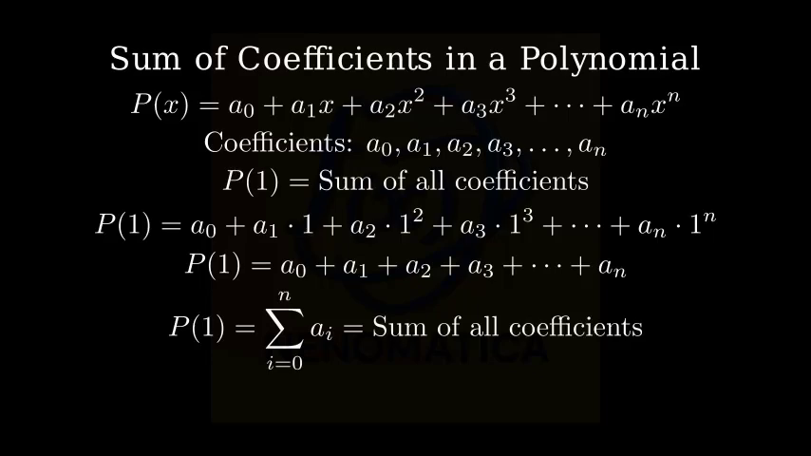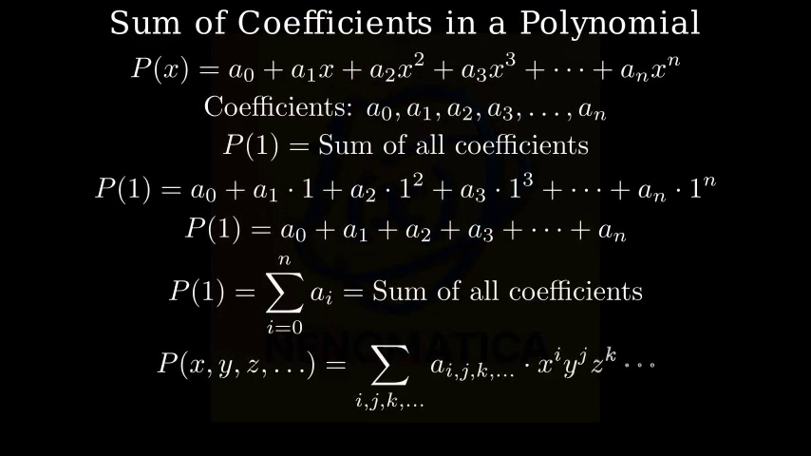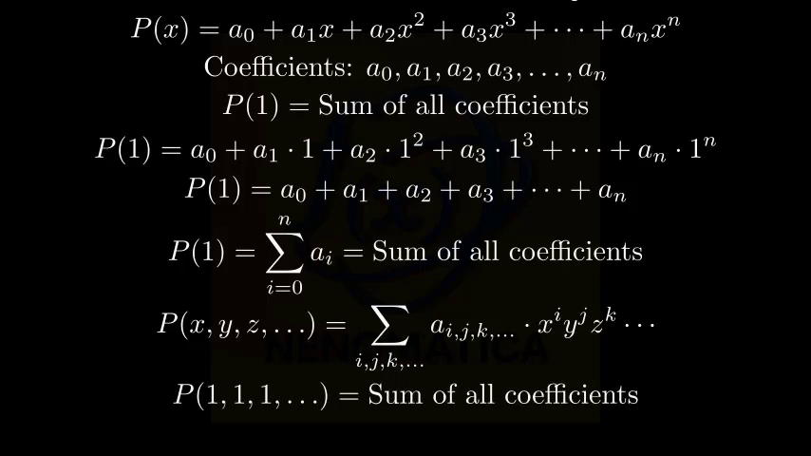This property extends to multivariate polynomials as well. For a polynomial p of x, y, z, and so on, the sum of all coefficients equals p of 1, 1, 1, and so on, where we substitute 1 for each variable. Let's look at a simple example.